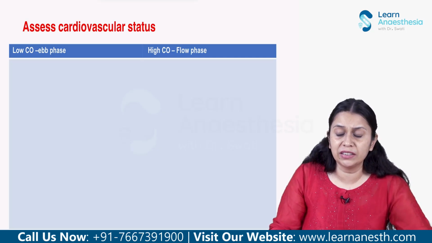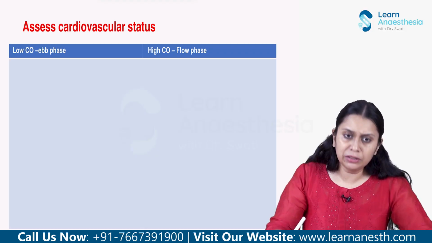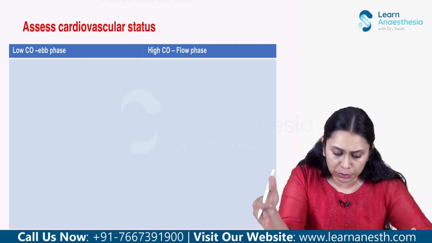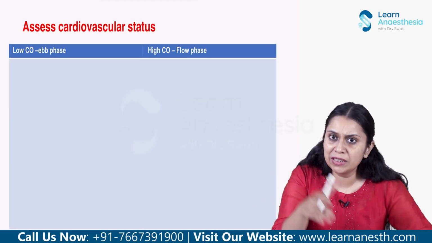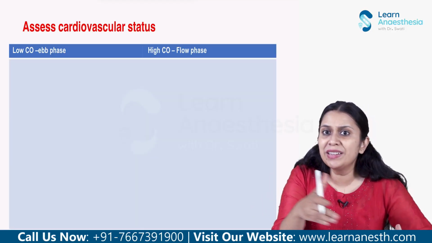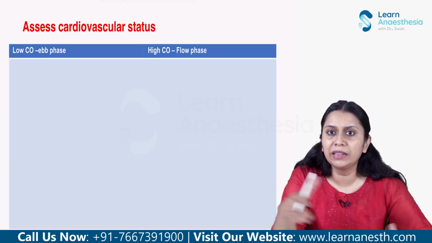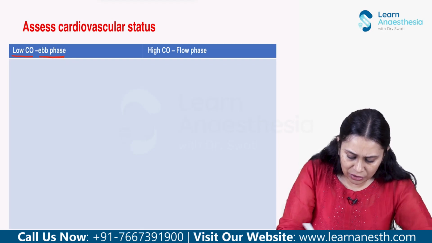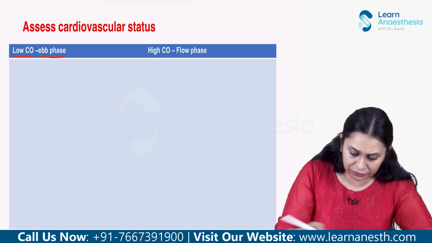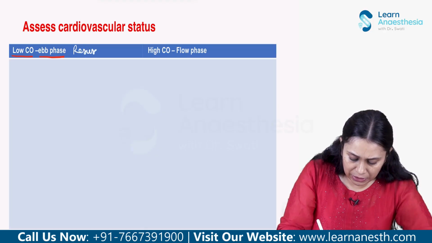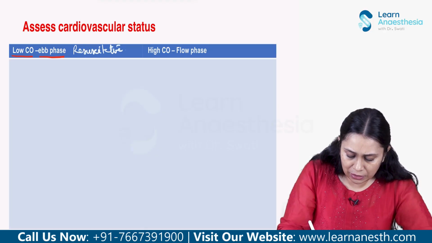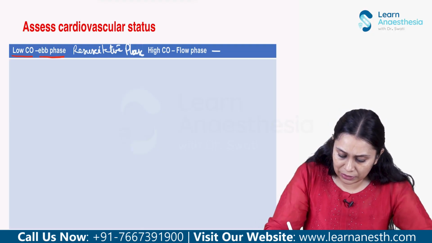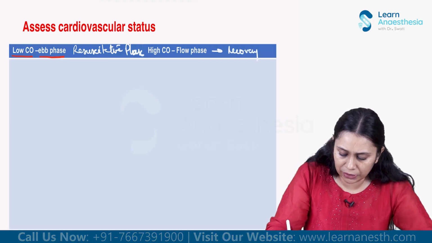Okay, now after airway assessment, the next important thing that we need to assess in the patient is cardiovascular assessment. Now burn patients have two states, according to the duration post burn: the initial resuscitative state and the late recovery state. So we call it low cardiac output or ebb phase, which is also called the resuscitative phase. Or high cardiac output flow phase, this is called the recovery phase.